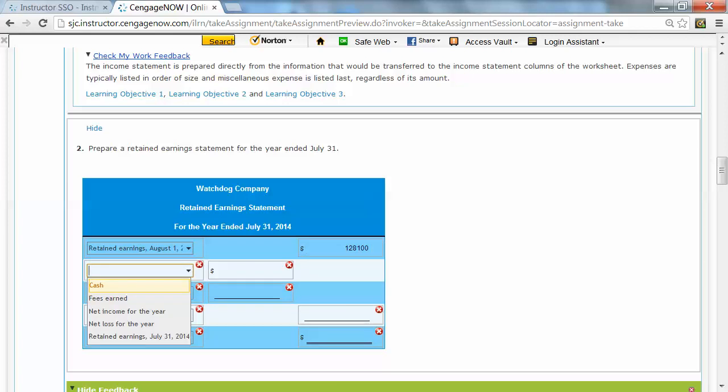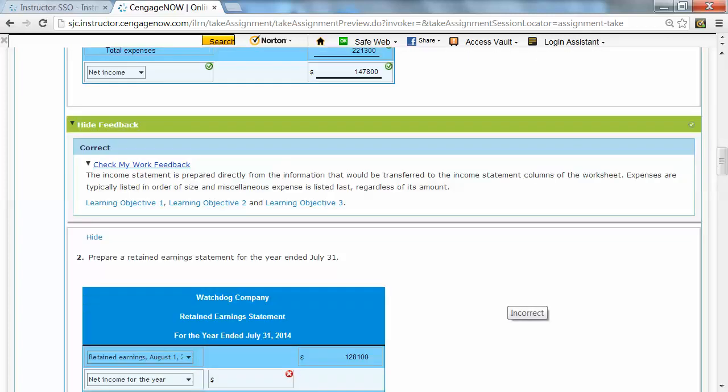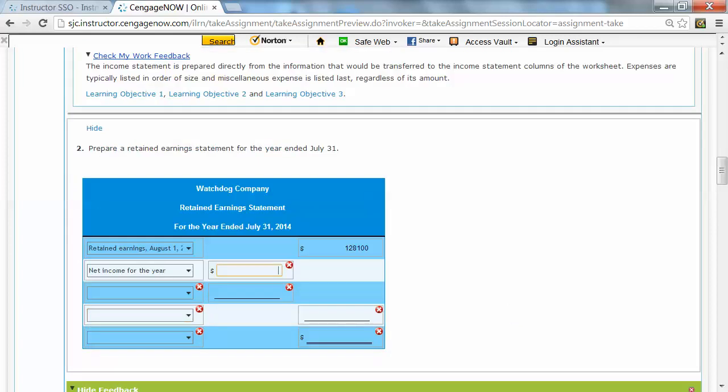I'm going to add to this my net income, which we computed in part 1, which is the 147,800. So I put the 147,800 here. The next item I'm going to do is deduct the dividends that we paid during the year, so less the dividends. And up on the adjusted trial balance, the dividends were $10,000. So that's going to be deducted.